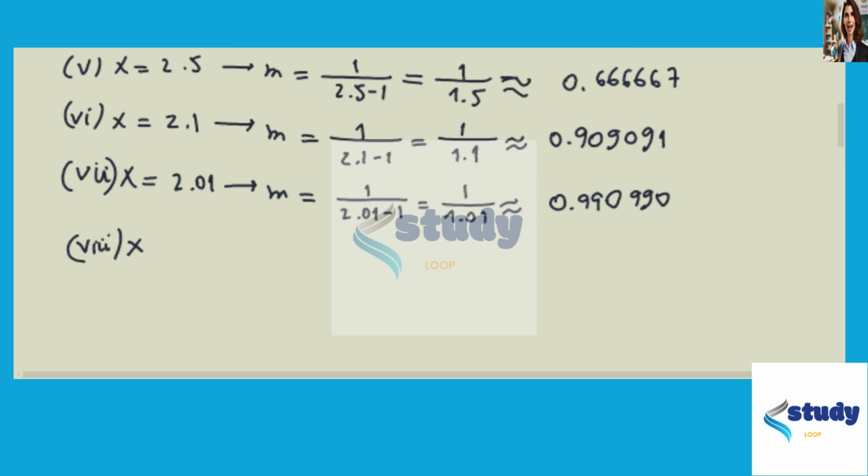x is 2.001, so m is 1 over 2.001 minus 1, which is 1 over 1.001, and that's approximately equal to 0.999, 0.001.